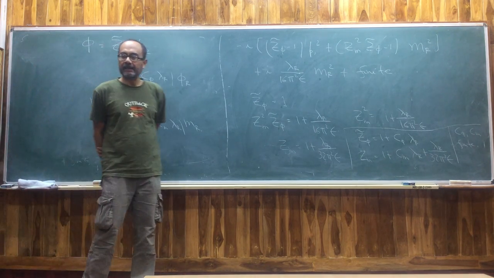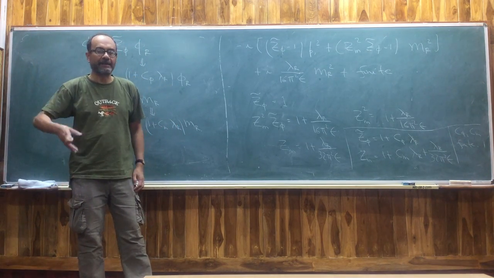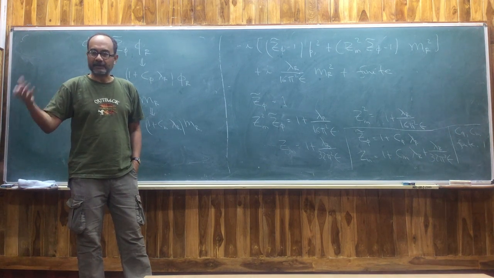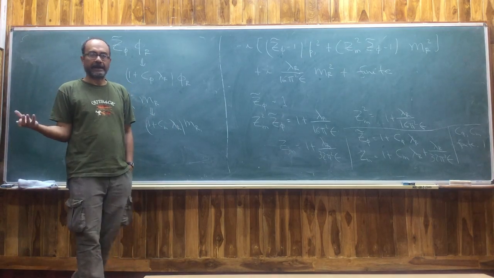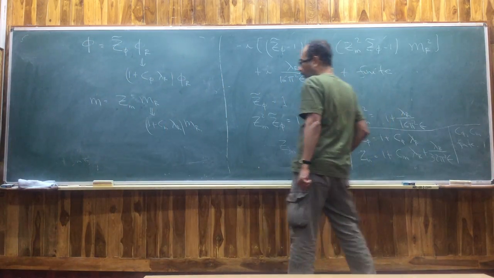So this then makes the two-point function finite, right? But of course, there are an infinite number of diagrams even at one loop, right? You can draw an infinite number of diagrams, and you have to somehow make all of them finite. So how do you make all of them finite? So let's go to the next diagram, that's a four-point function.